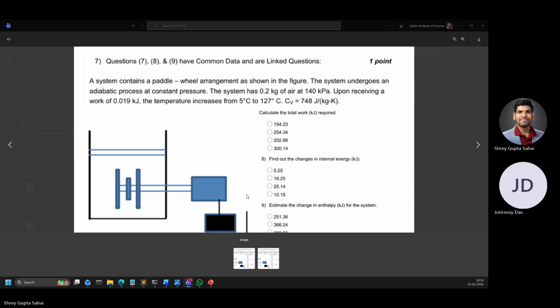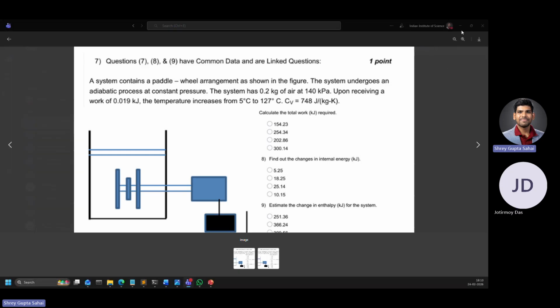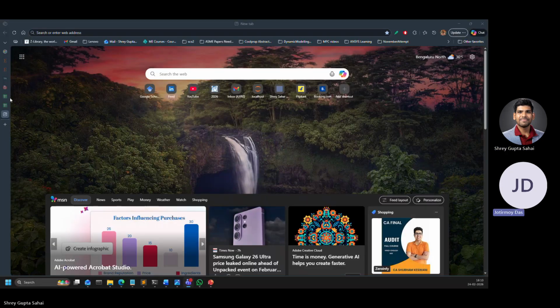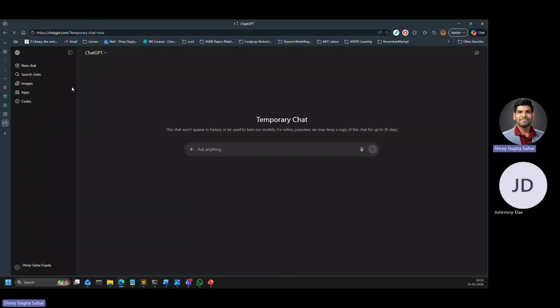Okay, let me try one thing. Just for a sanity check, just to make sure that we are not making some silly mistakes, let me feed this to ChatGPT once. At least we will know if we are making some stupid mistake or not. I don't think so though. Let's see.